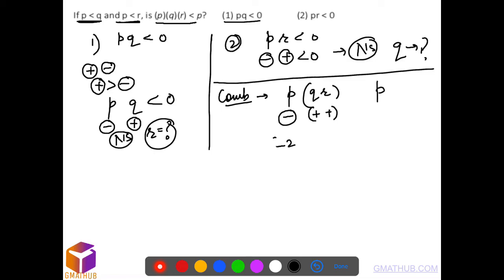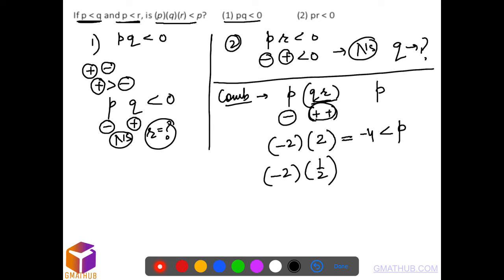P is minus 2, let's say. Q into R, both are positive. The product would be 2. In this case, this will be minus 4, clearly less than P. And minus 2 into Q into R, again the product is positive, but it can be a fraction also. It doesn't say Q and R are integers. In this case, it will be minus 1, bigger than P. So clearly combination is not sufficient.